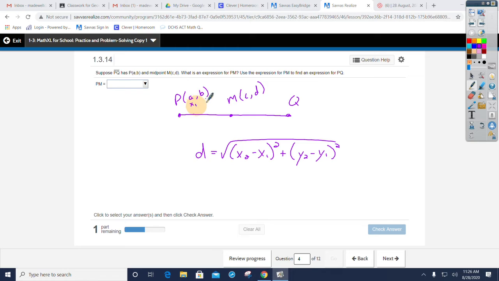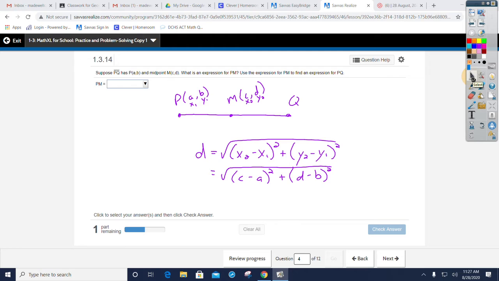Now, if you look up here, we can call this x1, y1, and you call this x2, y2, because we're doing from P to M, so we're just using these 2 points. Don't worry about Q right now. Just plug in. So that would be square root, and x2 would be C. So it's C minus x1, which would be A. So C minus A squared plus D minus B squared. So even though it doesn't have numbers, it's okay. You just still plug it in. So that would actually be my answer. Because it doesn't have numbers, I can't go any further.